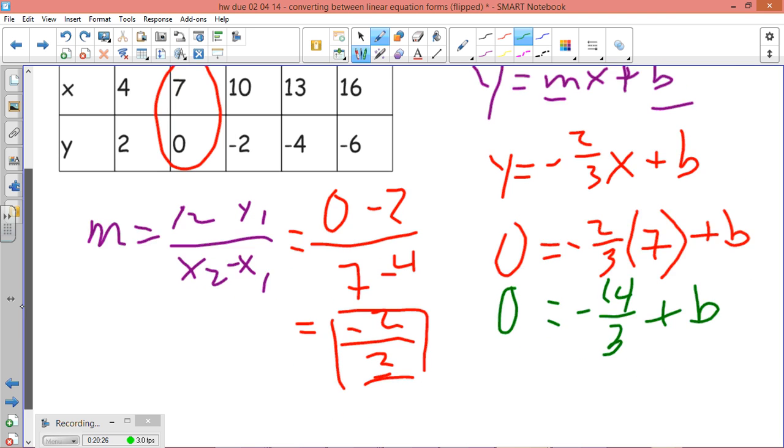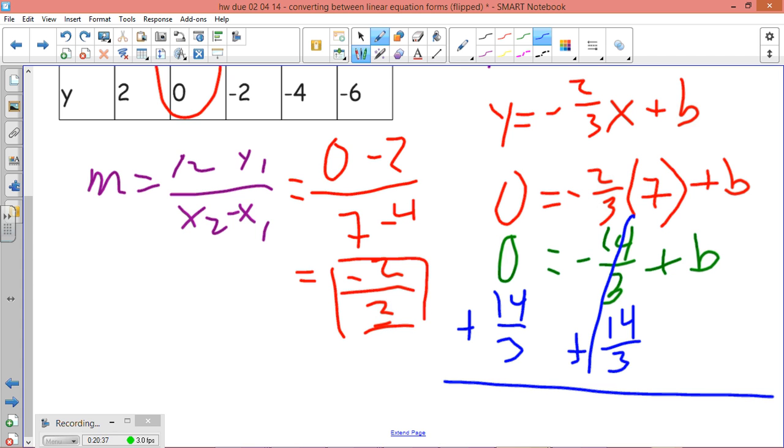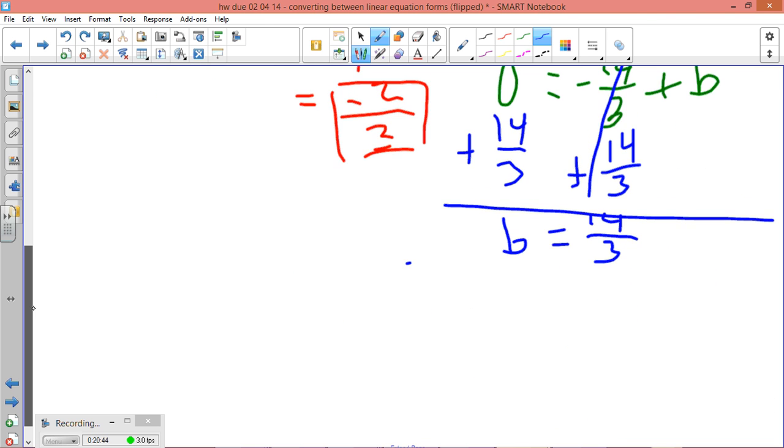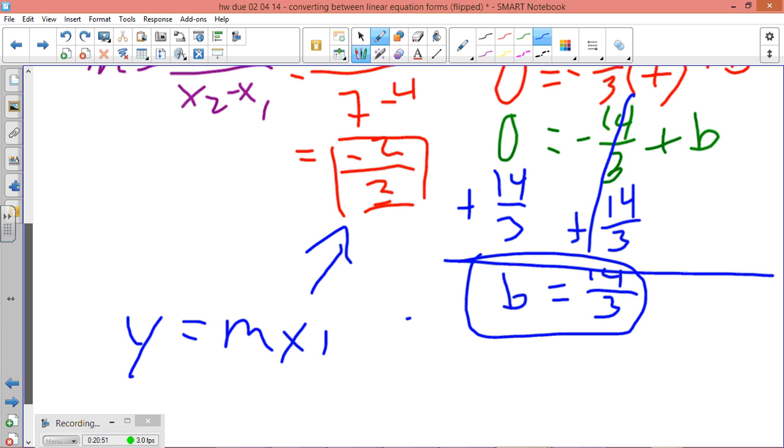Well, I need to figure out what b is, so I need to get b by itself. So I'm going to add 14/3 here. I'm going to add 14/3 here. Pretty obvious that b equals 14/3. While I'm not quite done, I'm basically done, because I have my slope here, and I have my y-intercept here. So y equals mx plus b. So y equals negative 2/3 times x plus 14 over 3.